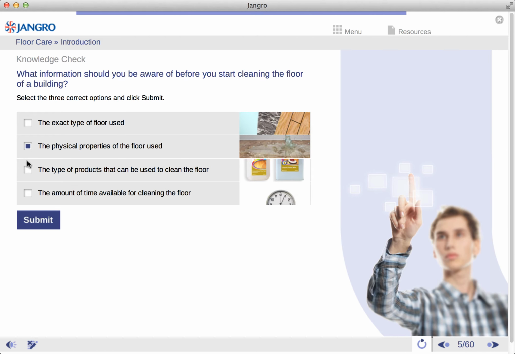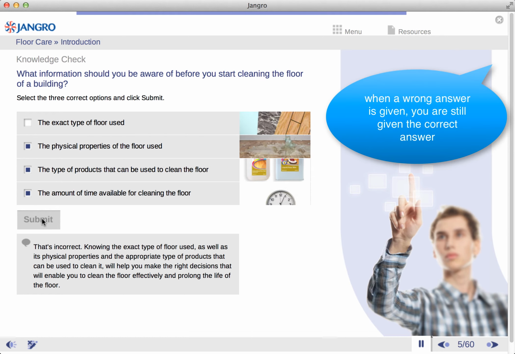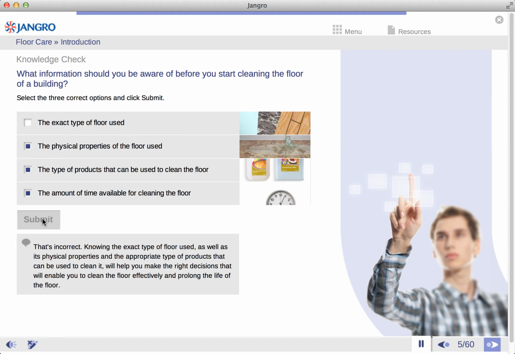That's incorrect. Knowing the exact type of floor used, as well as its physical properties and the appropriate types of products that can be used to clean it, will help you to make the right decisions that will enable you to clean the floor effectively and prolong the life of the floor.